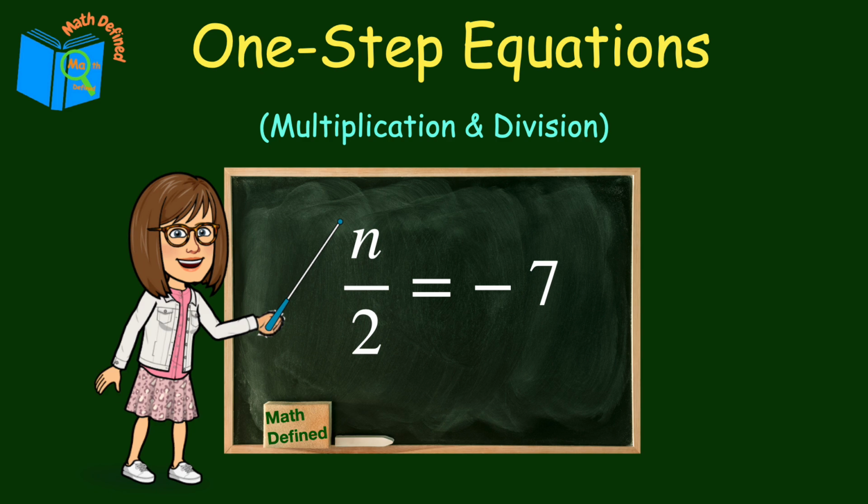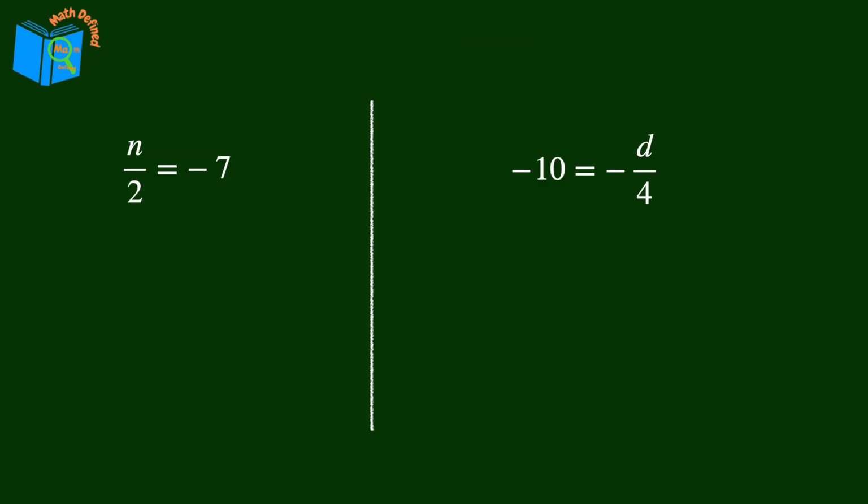Today we're solving one-step algebraic equations using multiplication and division. We'll work through examples with positive and negative numbers, decimals, and even some that might look tricky at first glance. Don't worry, every step will make sense. Let's get into it. Let's start with this equation, n divided by 2 equals -7.